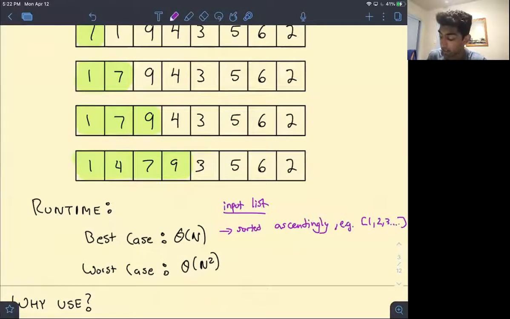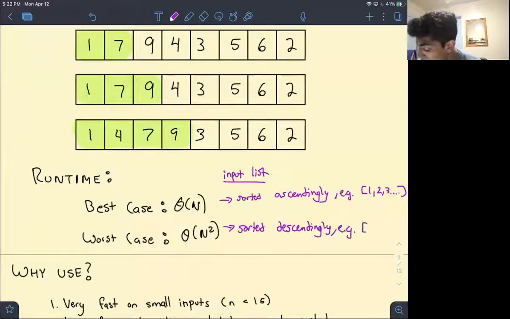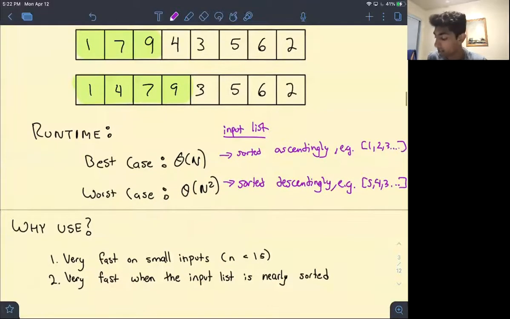If the number 0 is here, we'd have to move all the way to the front. Well, if it's the case that every time we see an element, we have to move that element all the way to the front, what we can say is that the list is sorted in descending order. An example of this can be like 5, 4, 3, and so on. And why does this produce the worst case behavior?